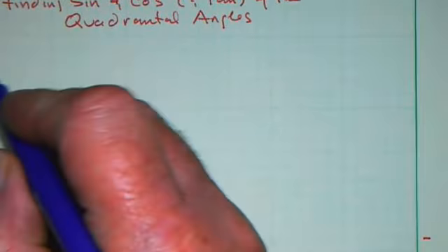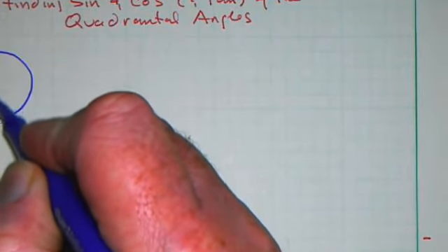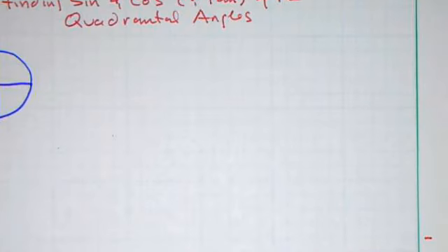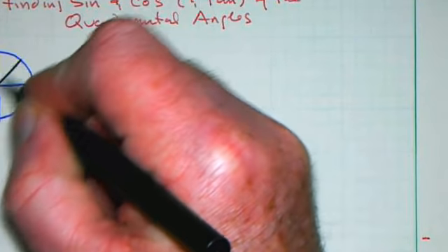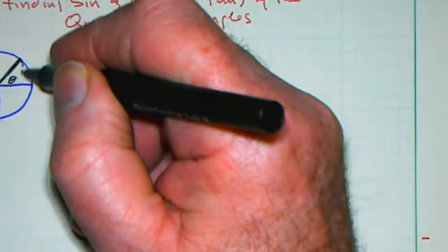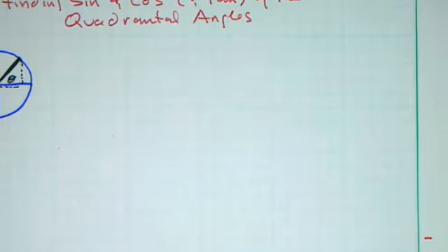So I want to sketch a circle. I'm going to let the radius be 1, which makes it the unit circle. So let me sketch a hypotenuse in here. We're going to call this the central angle. And also we want to visualize that we have a right triangle.